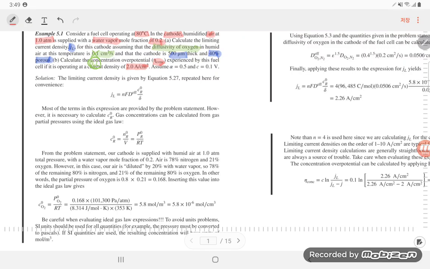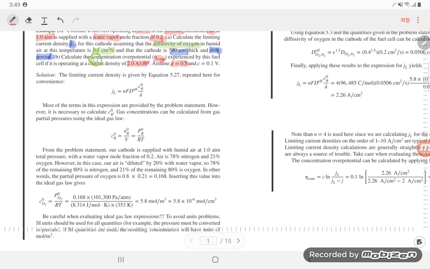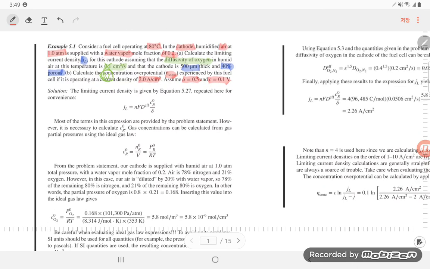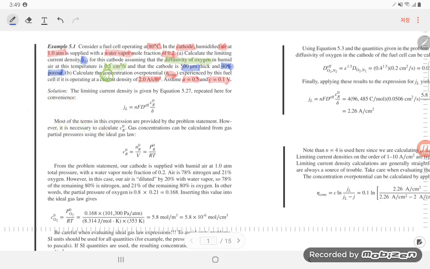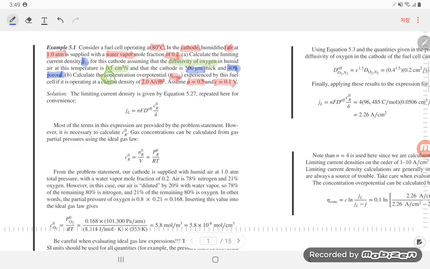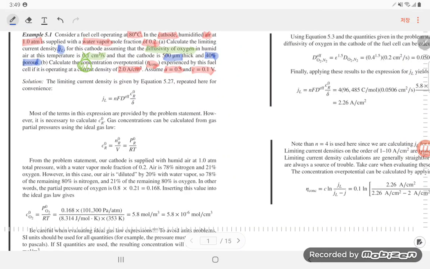Assume that alpha equals 0.5 and C equals 0.1 volt. Okay, there are two questions. To solve this problem, firstly, we should calculate the limiting current density to calculate the concentration overpotential.